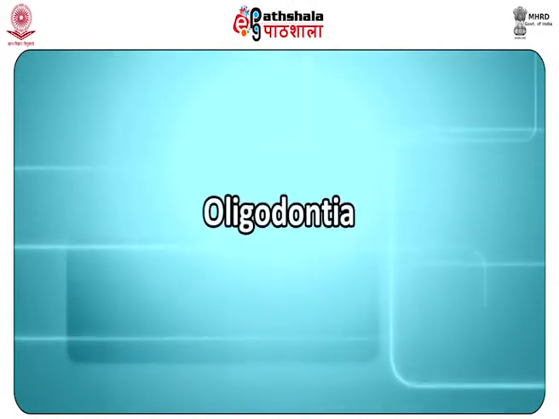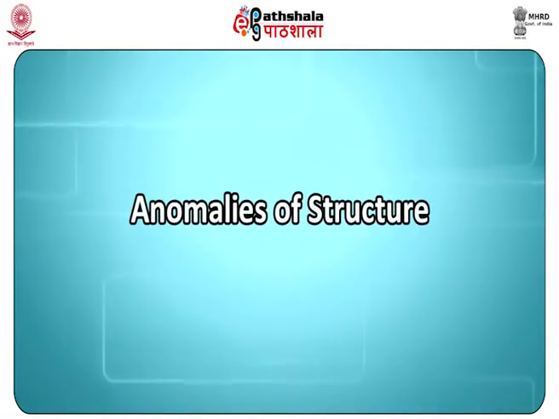The next condition is Oligodontia. Oligodontia is genetic in nature, and this term is most commonly used to describe the condition in which more than 6 teeth are missing. Now, you will be studying about the anomalies of structure.